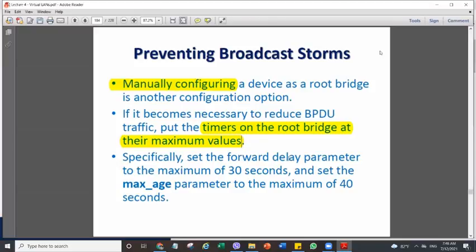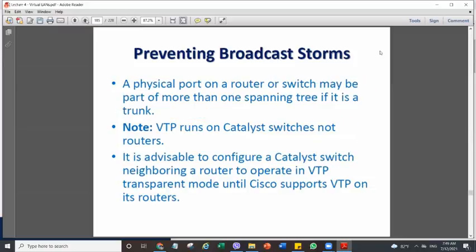Specifically, set the forward delay parameter to the maximum of 30 seconds, and the max age parameter, which is the lifetime of the BPDU, to the maximum of 40 seconds. Forward delay is 30 seconds, maximum age 40 seconds. I think those belong to the manual configurations.